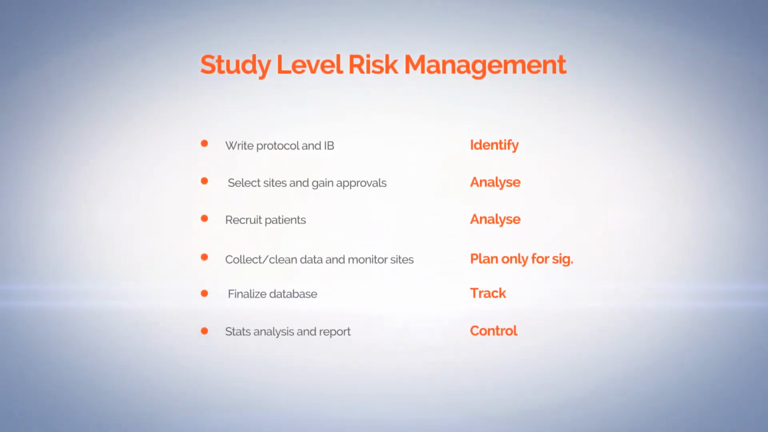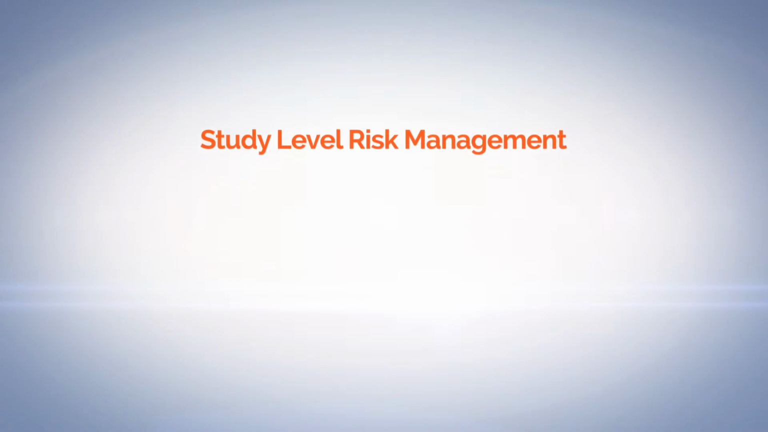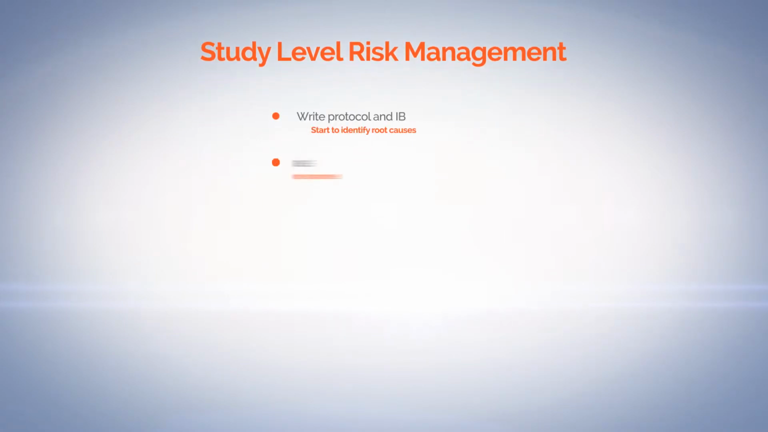Down the left-hand side of the screen there, you can see, very generically, the various stages of a clinical trial, from writing the protocol and the investigator's brochure down to the stats analysis and report. And of course we've got those 5 steps in risk management. So let's try and see on the next slide how we actually marry those together.